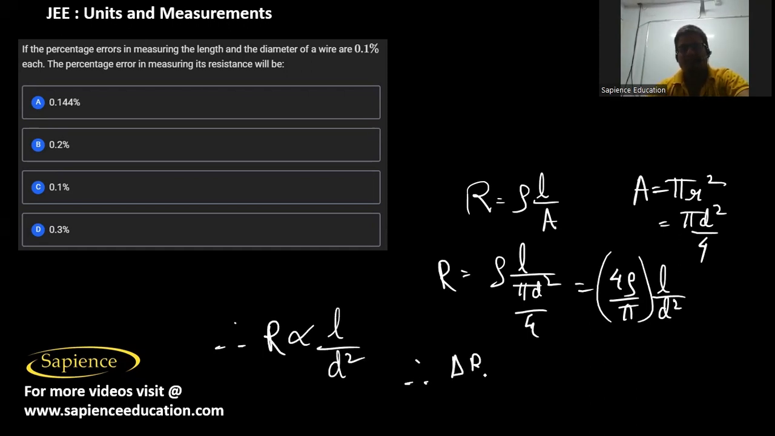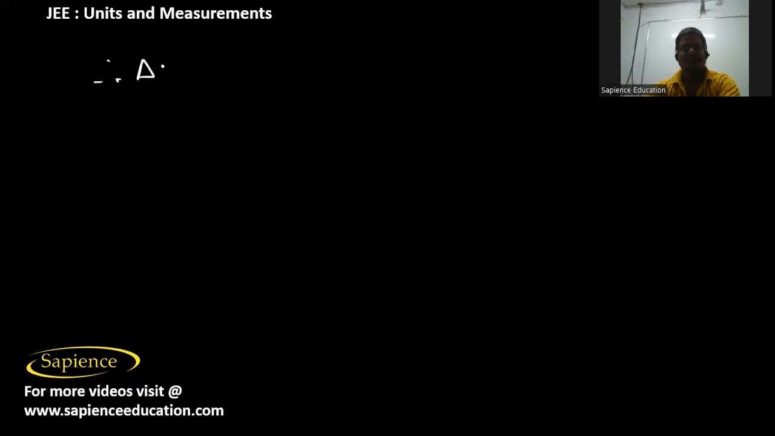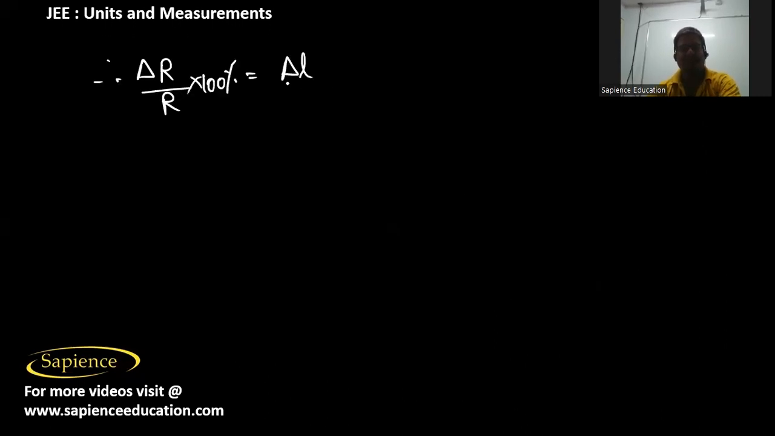So therefore delta R by R into 100, that is the percentage error in measuring the resistance, will be equal to the percentage error in measuring the length plus twice the percentage error in the measurement of the diameter of the wire. The percentage error in measuring the resistance will be equal to the percentage error in measuring the length plus twice the percentage error in measuring the diameter of the wire.